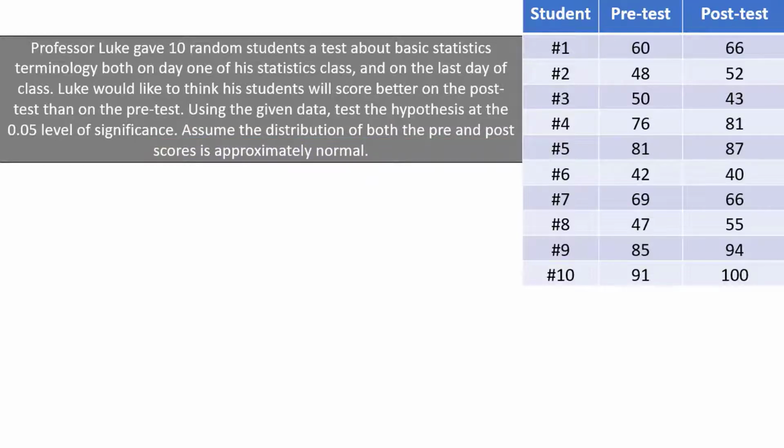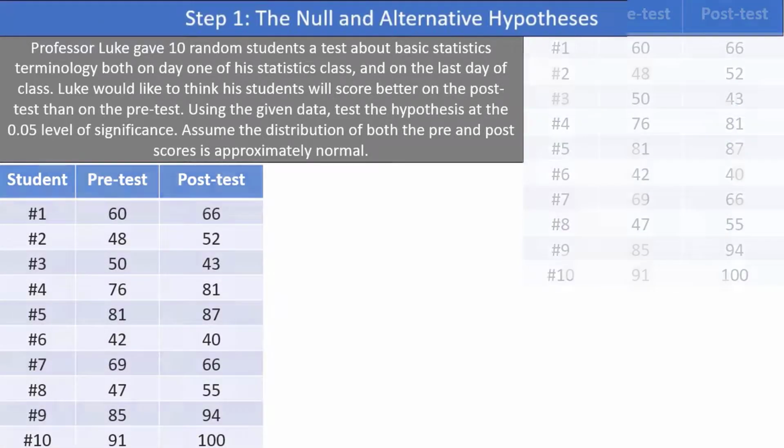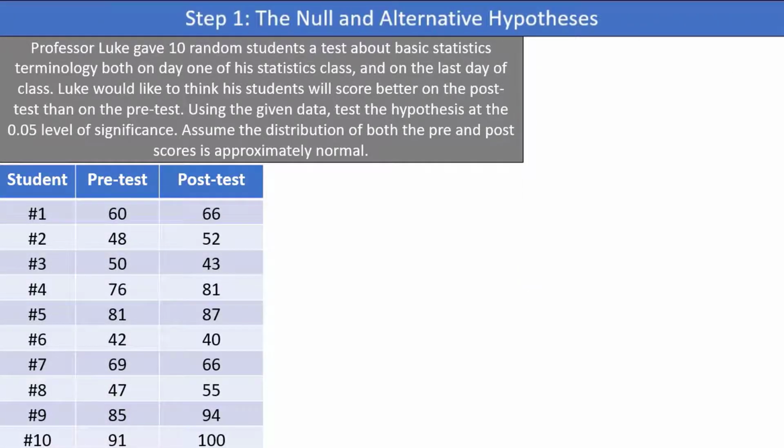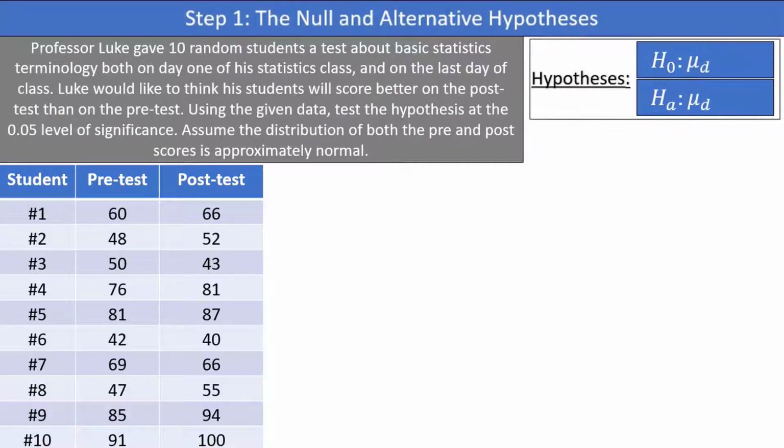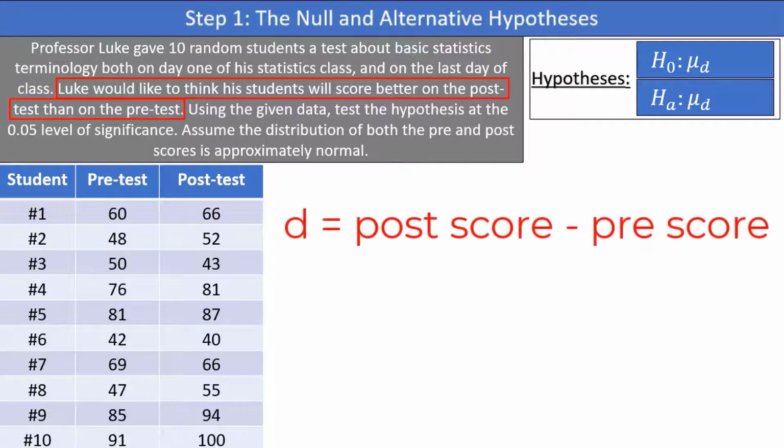Next, we can move on to the 3 steps of our hypothesis testing procedure. Step 1. The null and alternative hypotheses. Each hypothesis starts with mu sub d, and if we reread the problem, we see that Professor Luke would like to think that his students will score better on the post-test than on the pretest. Let's define our difference variable d as the post-score minus pre-score. This means a positive mean difference would signify improvement.